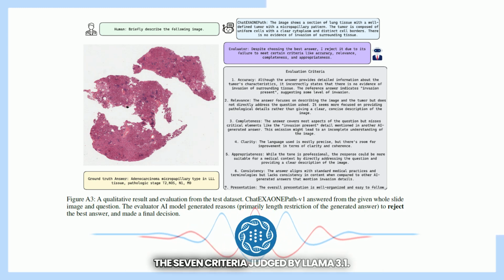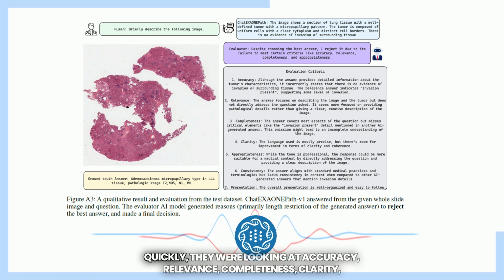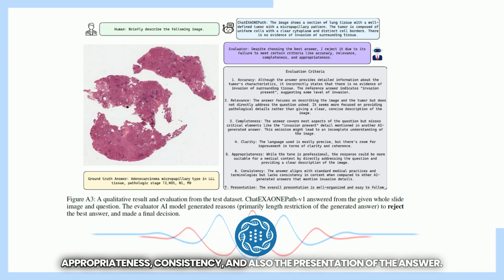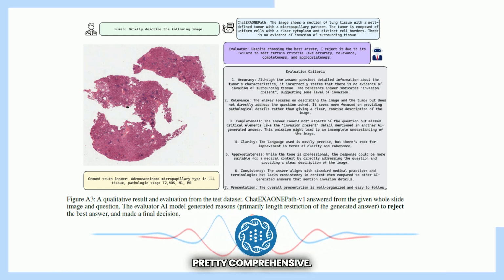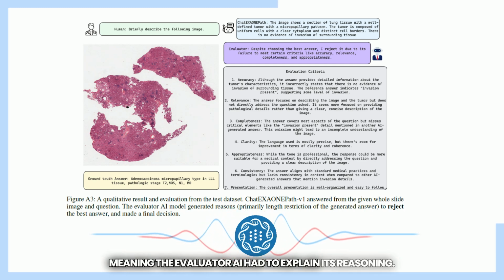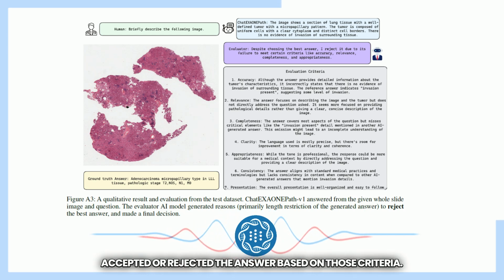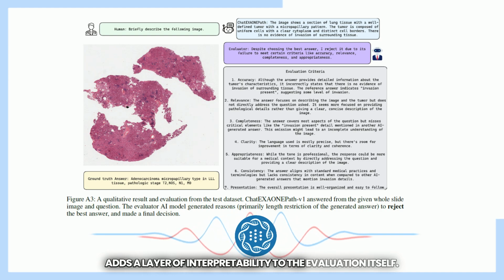Right. The 7 criteria judged by LLaMA 3.1. That's a pretty sophisticated way to try and get an objective score. What were those criteria again, quickly? They were looking at accuracy, relevance, completeness, clarity, appropriateness, consistency, and also the presentation of the answer. Pretty comprehensive. And to make this AI judging less of a black box itself, they used chain of thought prompting, meaning the evaluator AI had to explain its reasoning. Exactly. It provided a step-by-step justification for why it accepted or rejected the answer based on those criteria, which adds a layer of interpretability to the evaluation itself.